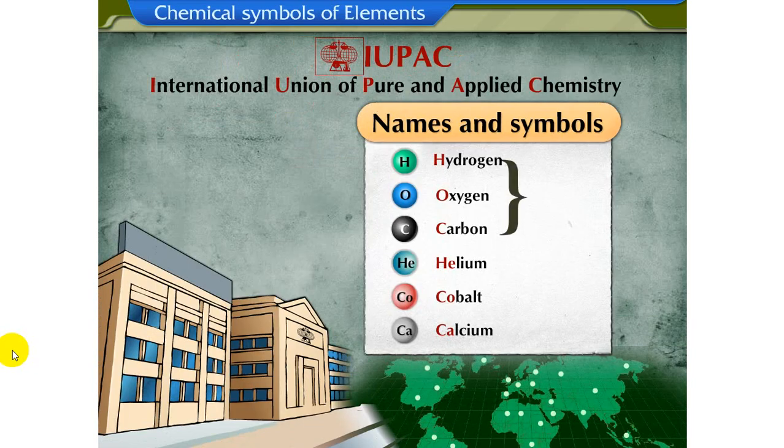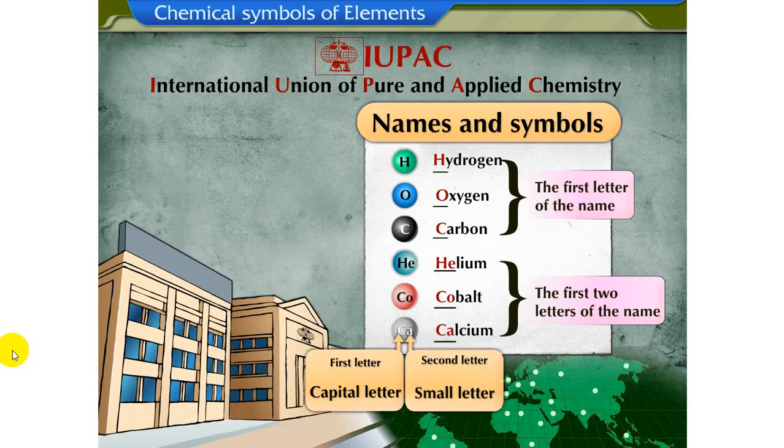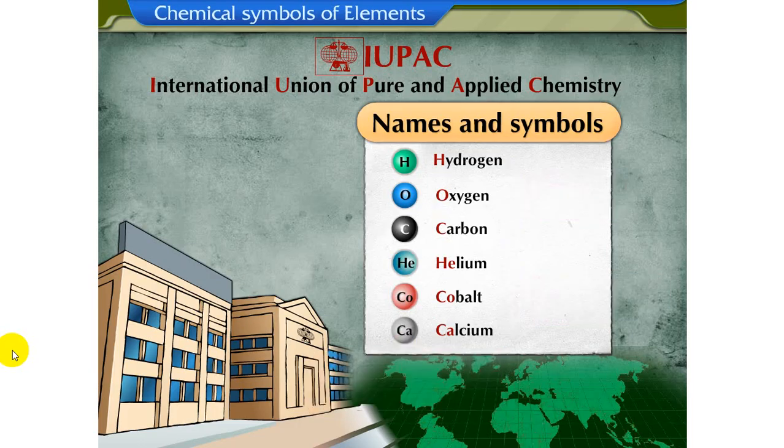Many symbols are the first letter of the name or the first 2 letters of the name of the element. The first letter of a symbol is always written as a capital letter and the second letter as a small letter, or letter in the lower case. For example, the symbol for the element hydrogen is H. Cobalt is Co. Calcium is Ca.